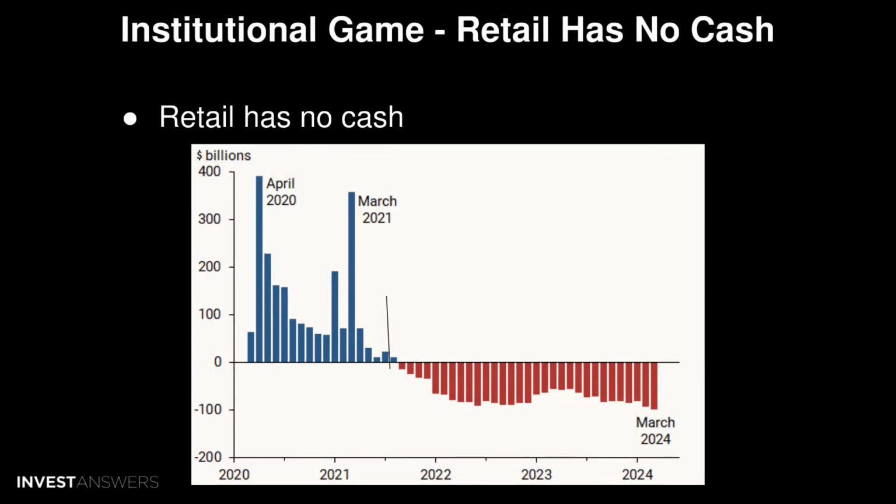But first of all, retail is not here. And you can see here, retail has no cash in this chart as of March 2024. Basically, the US retail investor has depleted all their cash reserves. They're basically out of money. And as I've been saying, the Bitcoin action is all institutional right now.